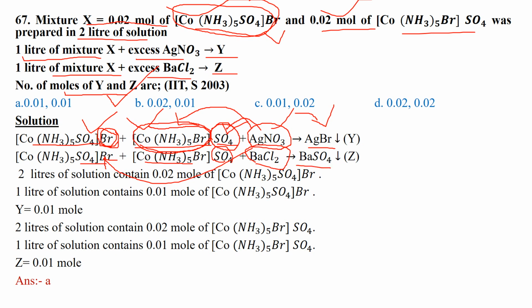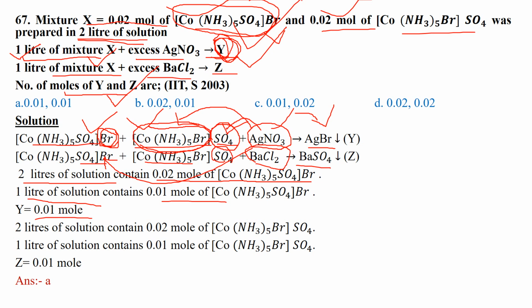Now, according to the question, 2 liters of solution contains 0.02 moles of pentaamine sulfato cobalt(III) bromide, right? 2 liters of solution contains 0.02 mole. Then 1 liter of solution contains 0.01 mole, because in this reaction only 1 liter of mixture X is used. Then Y is equal to 0.01 mole, because this mixture contains only 0.01 mole of this compound. Then Y will be AgBr. It will be 0.01 mole only.